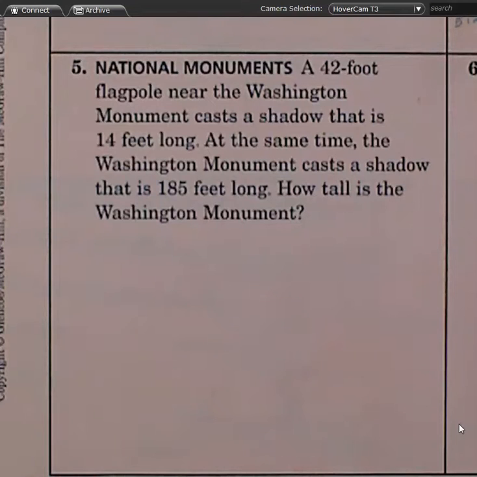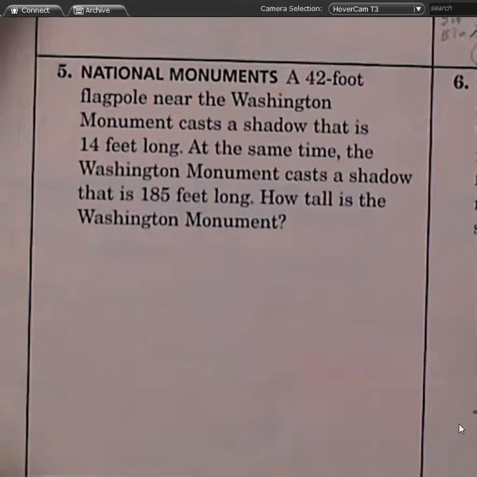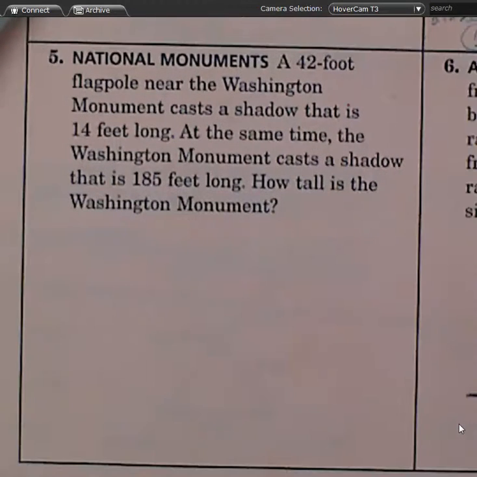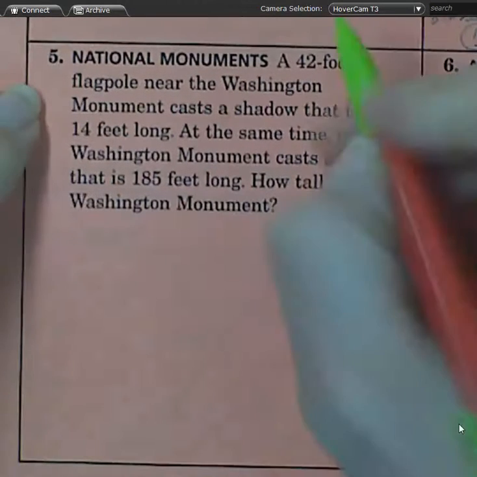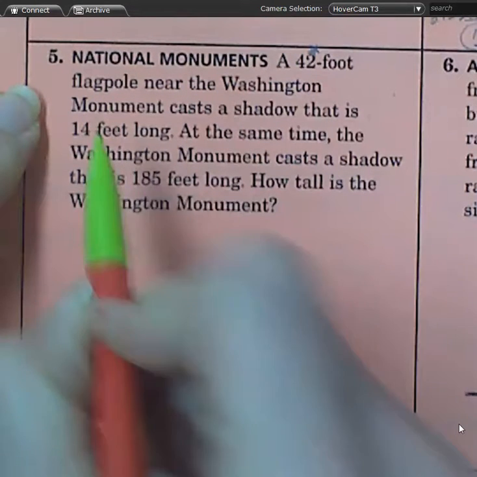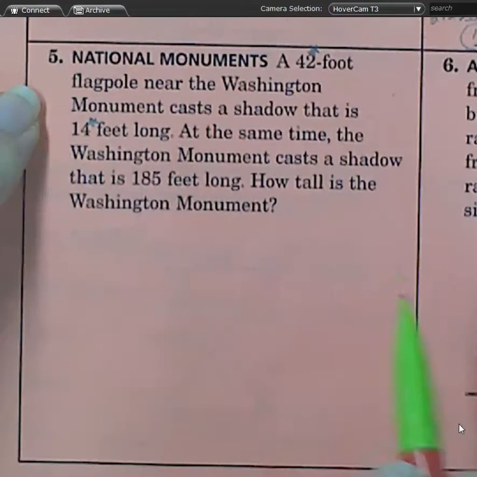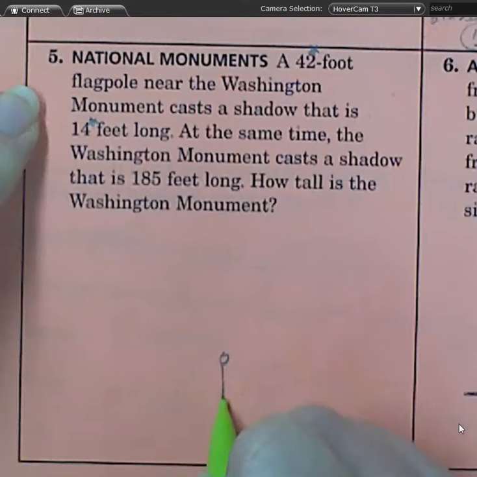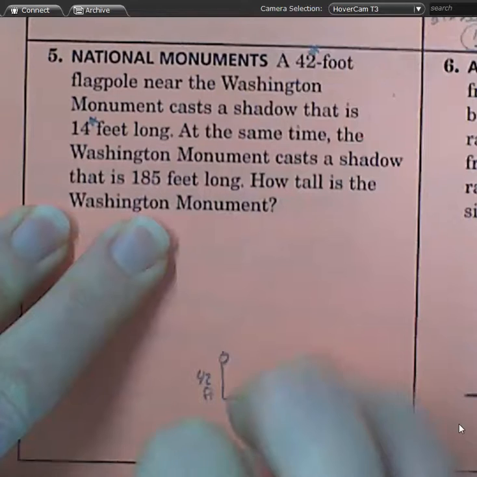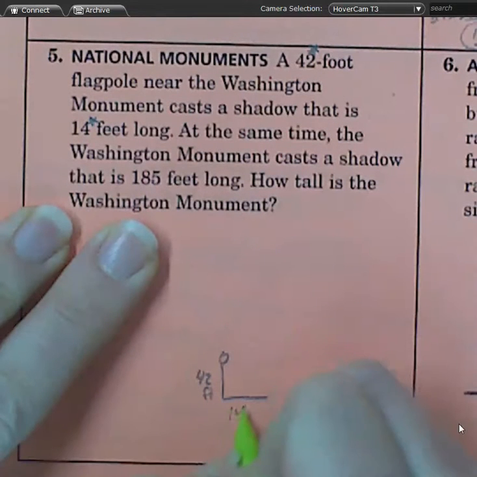So number 5 on the back side of the indirect measurement paper. There's no picture, we need to draw one. It tells us there's a 42-foot flagpole near the Washington Monument that casts a 14-foot shadow. So I'm going to draw a flagpole. It depends on where the sun is. So I have a 42-foot flagpole, and I did not draw that to scale, and it's about a 14-foot shadow.